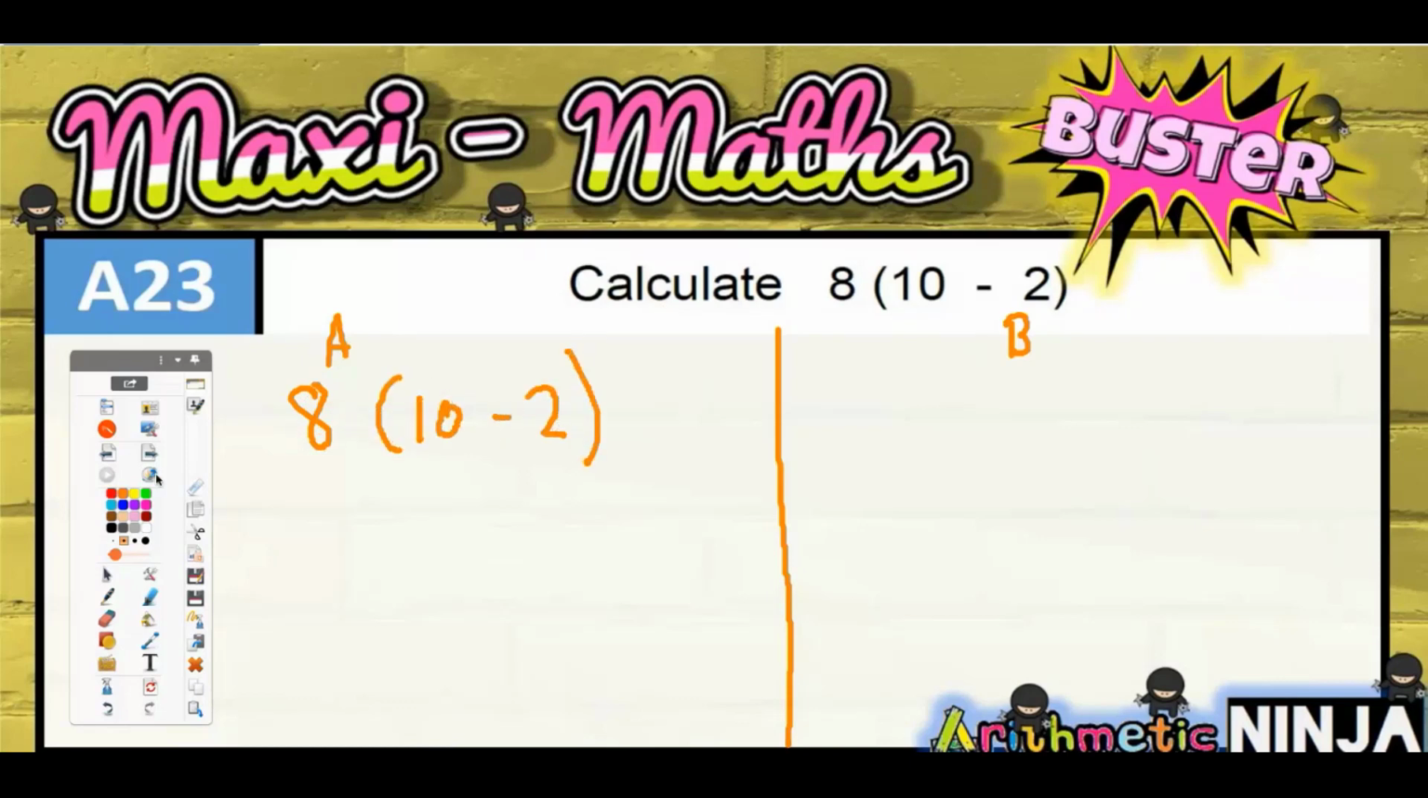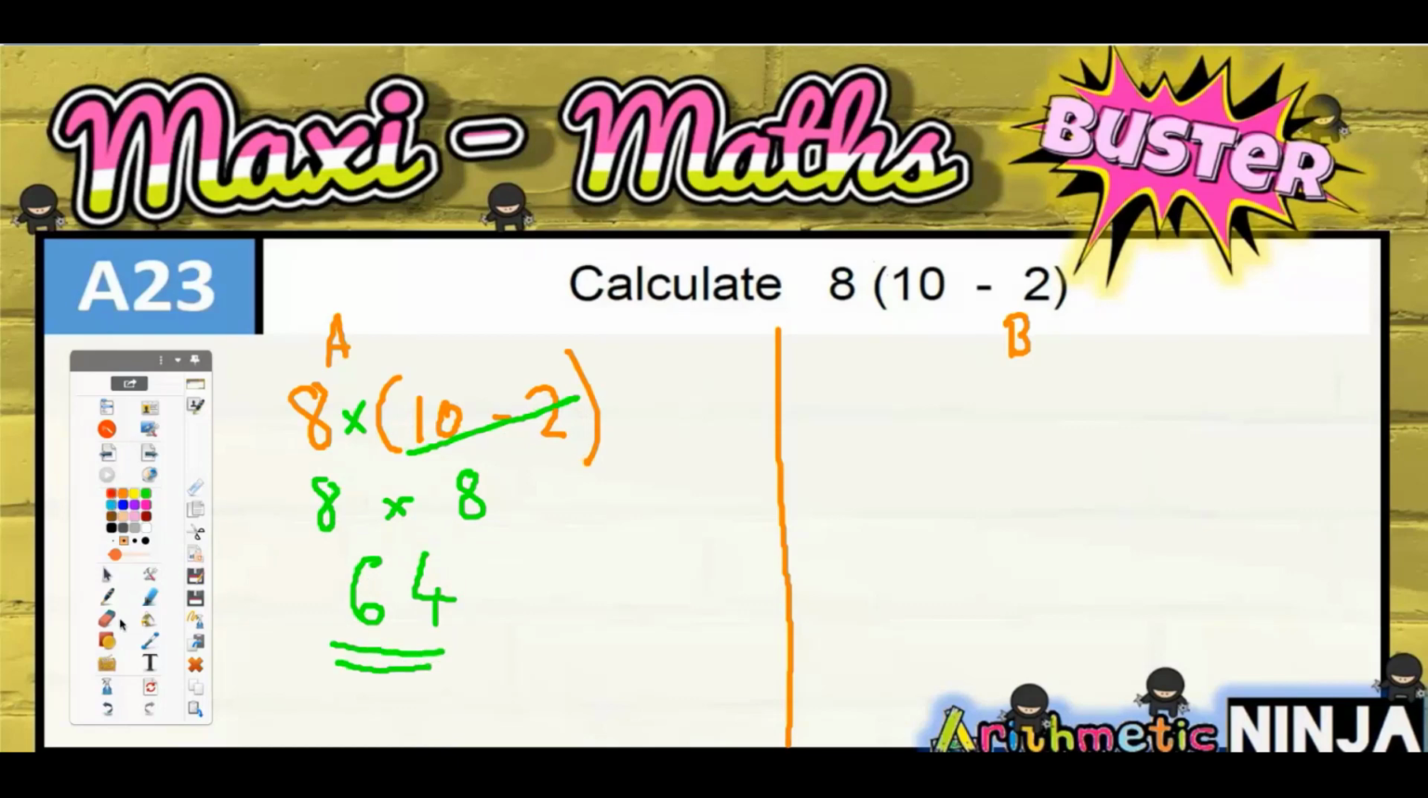So what you need to know here is that there is an invisible times sign between the 8 and the bracket. So what it means is it's 8 lots of everything in the bracket. So if you work out the bracket first, the bracket is 10 minus 2, which is 8. So the whole bracket is worth 8, and then you're doing 8 lots of 8. So 8 lots of 8 is 64. So it looks as though the answer is going to be 64.